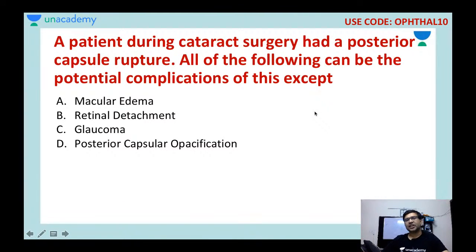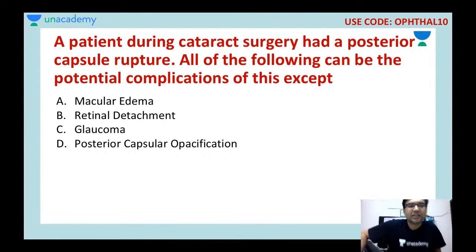A patient during a cataract surgery had a posterior capsule rupture. Now, all of the following can be the potential complications of this, except. Your options are macular edema, retinal detachment, glaucoma, or posterior capsule opacification.